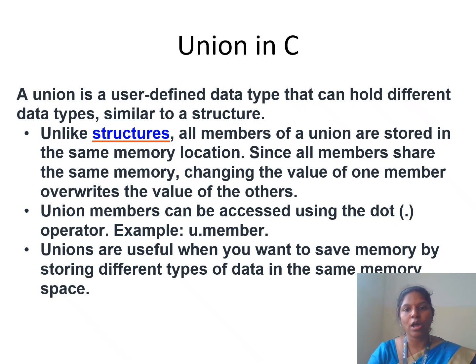Unlike the structure, all members of the union are stored in the same memory location. Since all the members share the same memory, changing the value of one member overrides the value of the others. Union members can be accessed using the dot operator. Example, u.member. Unions are useful when you want to save memory by storing different types of data in the same memory space.